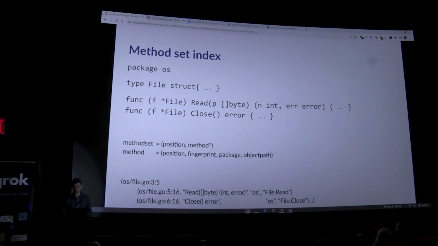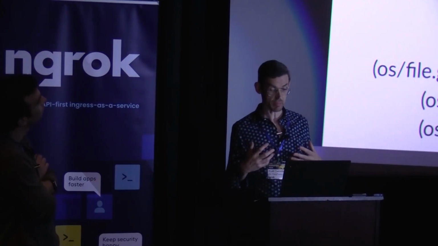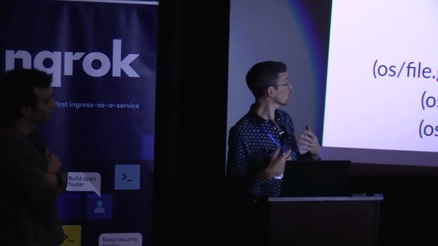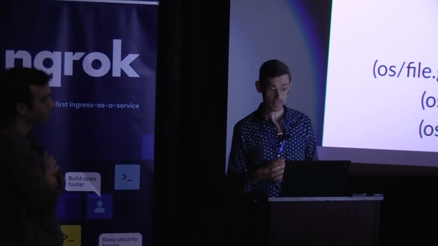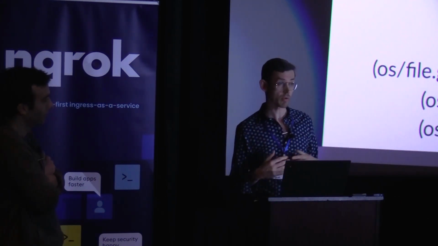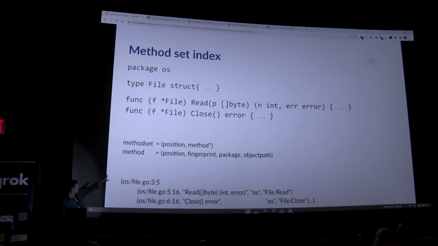So there's going to be a lot of subset tests here for these methods. Again, during type checking, just after we've built the type checker data structures, we build this index of method sets for each type in a similar sort of way. For each type, we record the location of its definition, and we record a set of 4-tuples, each one representing one of its methods. For each method, we have the position, the fingerprint, which I'll explain in a moment, and then the package path and the object path, which is where the declaration of that method is, or what is the name of that method, really.